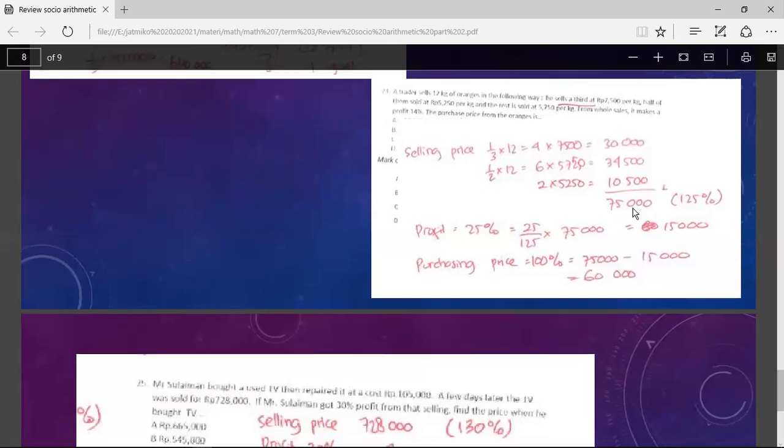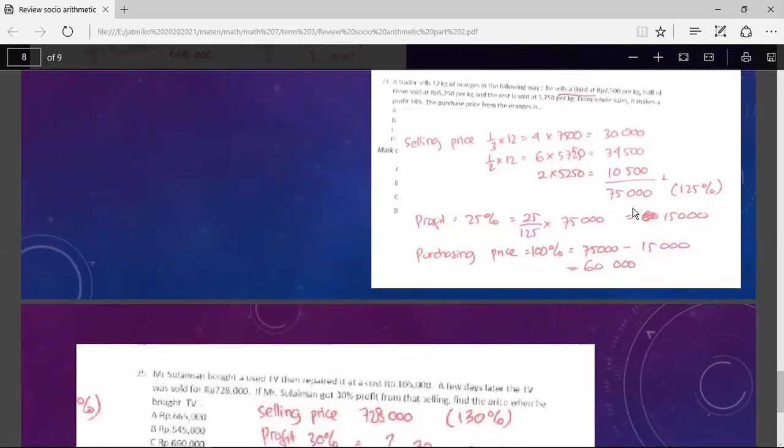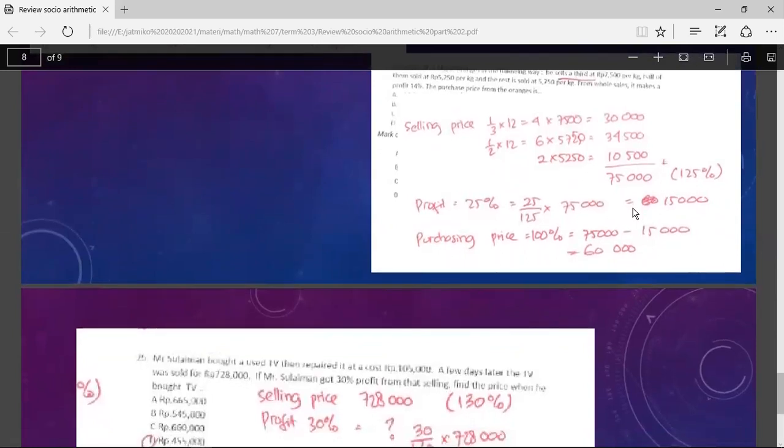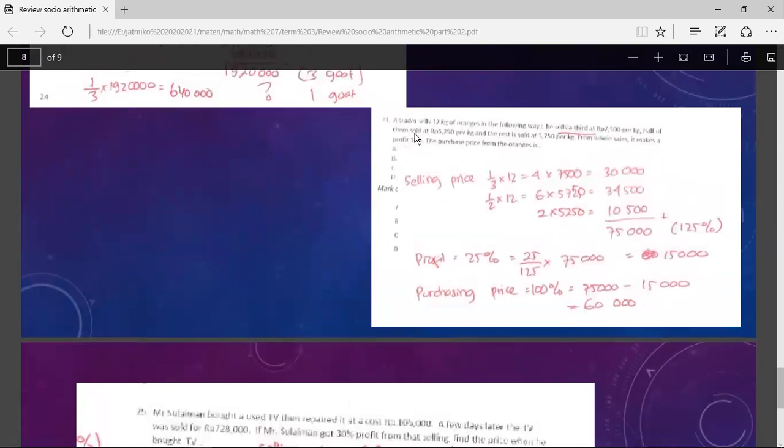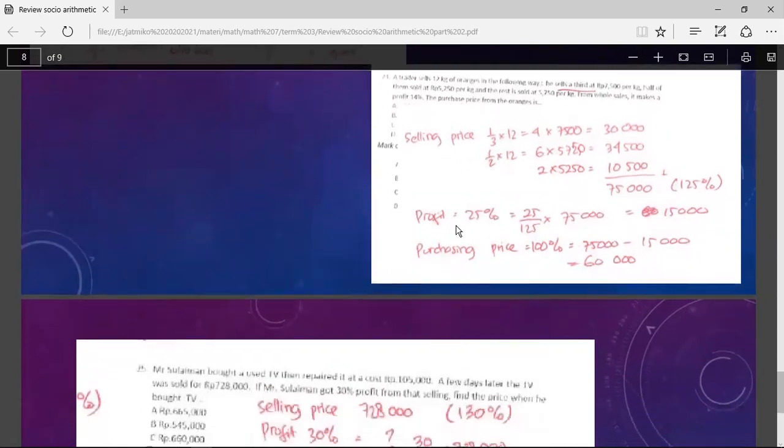After that, they want to make a profit of 25%, so the selling price will be 125%. Yeah, there is a revision to this question on the link, so you can see the correct question is the one on the link. So 25%.